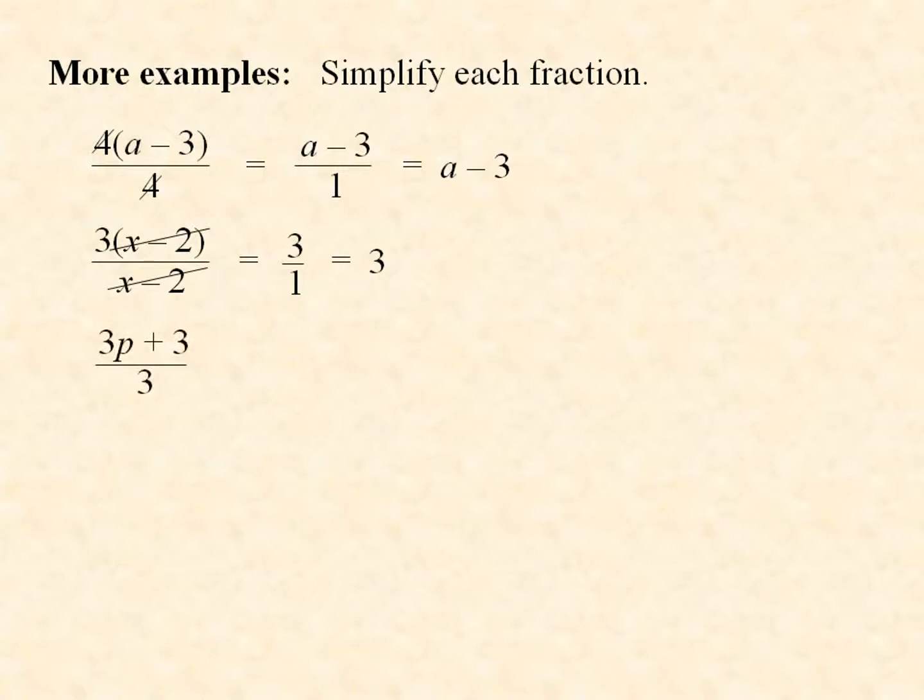Another example, 3p plus 3 over 3. What can we do here? Well, the numerator is a sum. We don't have the product of two things. But what we can do is factor a 3 in the numerator. And that gives us 3 parentheses p plus 1 over 3. Now the 3 is a factor in the numerator, and therefore it can be canceled. And that leaves us p plus 1 over 1, which is p plus 1.